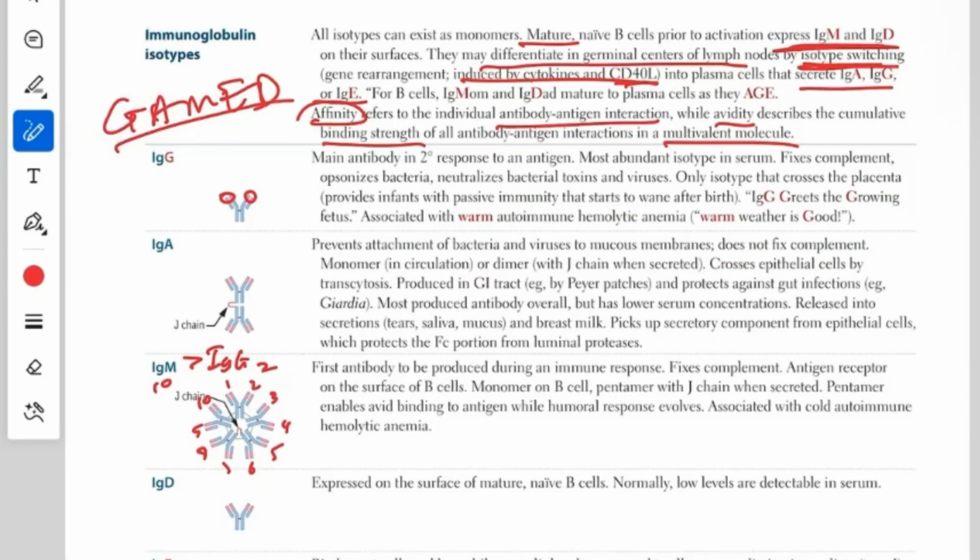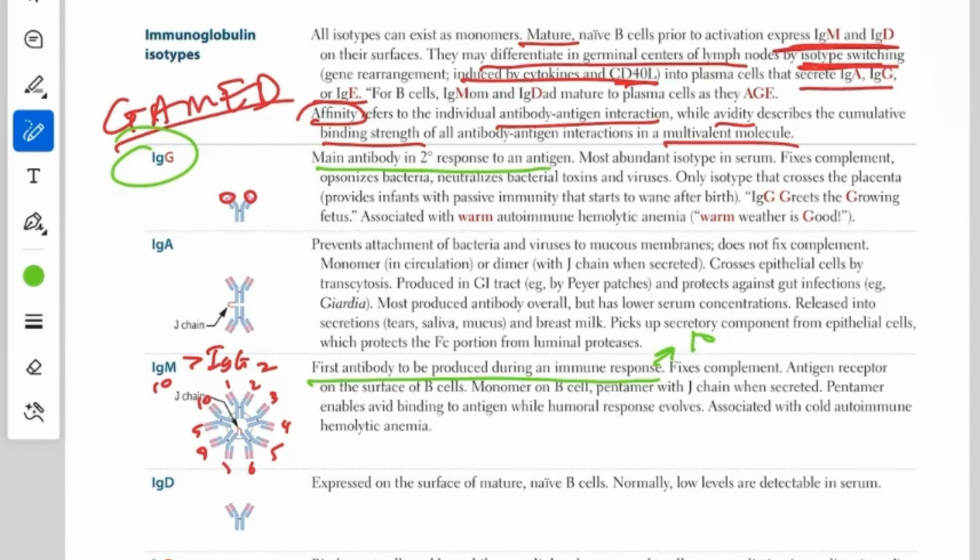So now looking at IgG. IgM is the main one for the primary response to an antigen. IgM is more important as the first antibody you encounter during an immune response. So this is the primary response they're talking about here, right? And then IgG is for the secondary response.